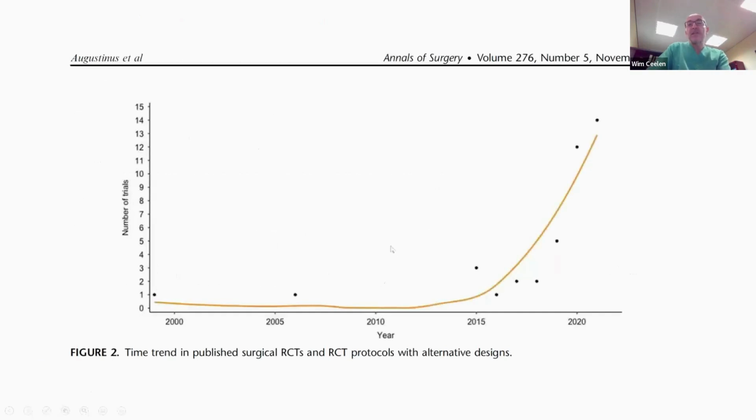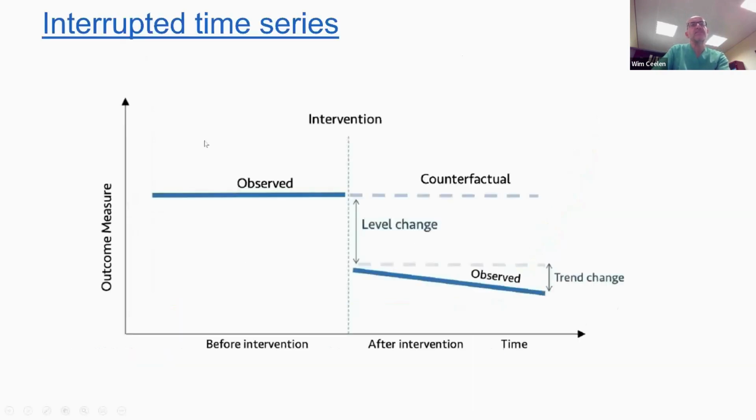And this is in fact increasing the use of alternative designs. And this is a very recent publication in the Annals of Surgery, this month, even in November 2022. And you see that there's really a steep increase of the use of alternative designs.